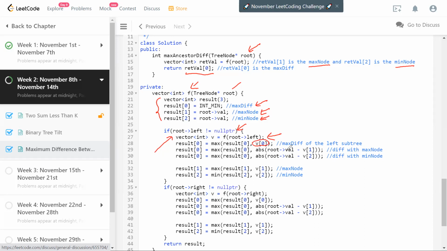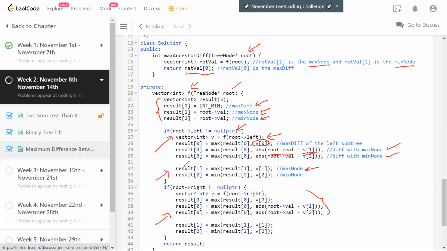This is the first one, and then the difference between the root value and the max node of the left subtree, and then again I'm comparing that with the min node of the left subtree. So these are the three things with respect to the left subtree, and there are corresponding three other values we need to compare on the right subtree if at all it exists. And the max of all of these 6 values is what is interesting to us. That will be stored in result of 0, right? Because the first of the three values in the vector is going to be the max diff. Second is max node and third is min node. That's why I'm keeping track of max node and min node also.